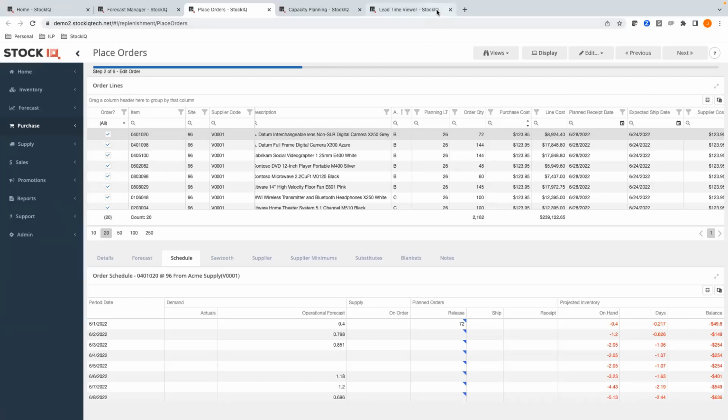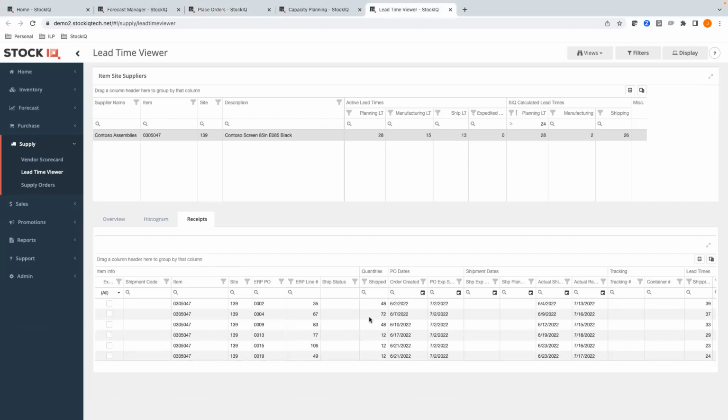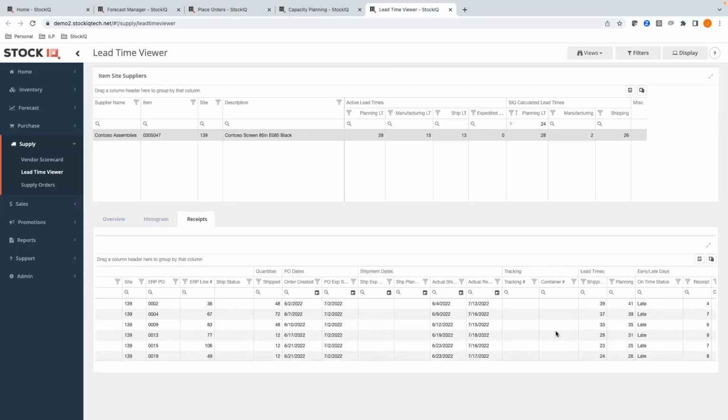The lead time viewer gives us visibility into how our vendors are performing. Are they delivering on time? Are they late? Have they shipped in full? StockIQ can then take this information and make recommendations on what the lead time should be for this individual vendor.